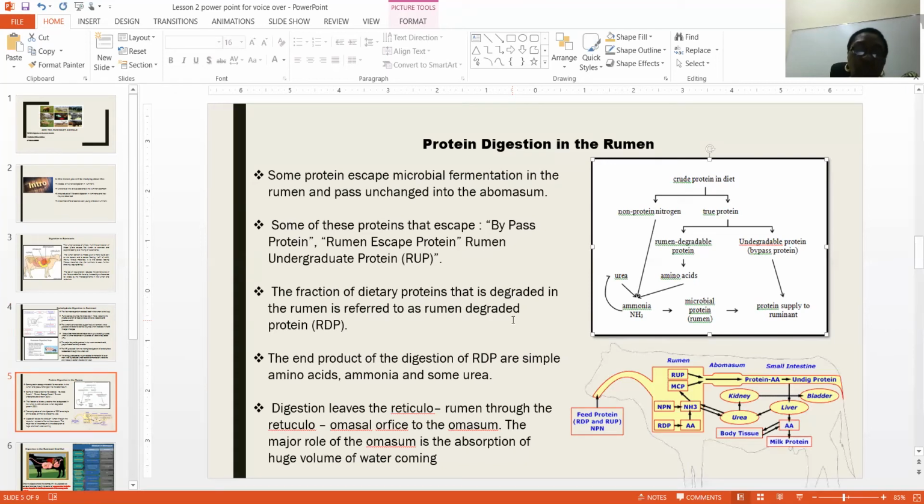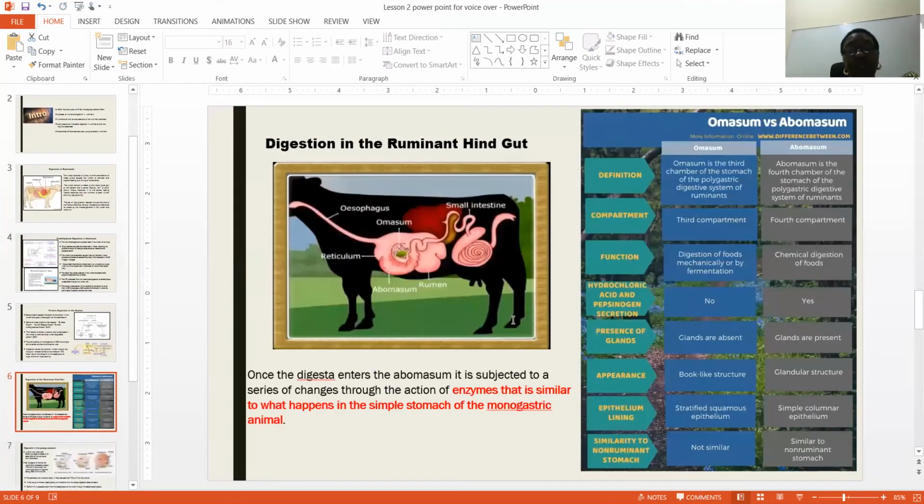And the major role of the abomasum is the absorption of the huge volume of water that comes in with the animal. Now, that is what we have talked about in terms of the digestion of proteins in the rumen.